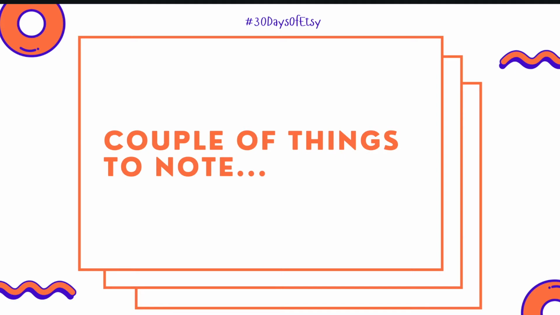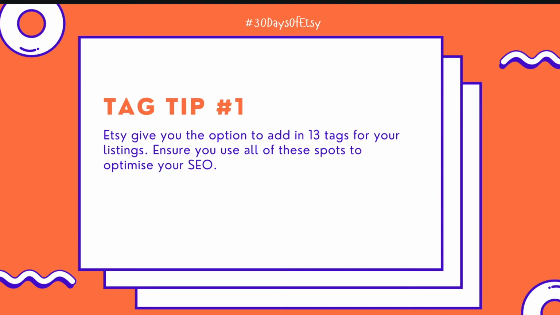Now, before we get into this tutorial, I just wanted to note a couple of things about product tags. Tag tip number one is Etsy gives you the option to add 13 tags for your listings. Ensure that you use all of these spots to optimize your SEO. You don't want to use one, two, or three when you can really capitalize on that ranking by using all 13. Okay, so make sure you're using all 13 tags.